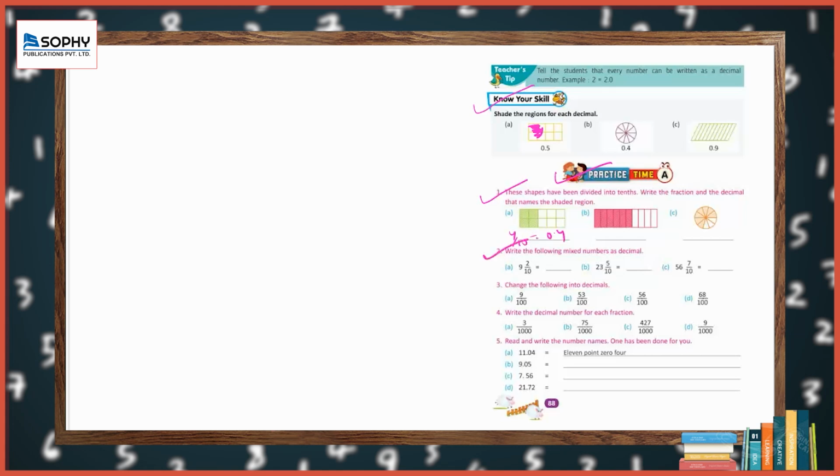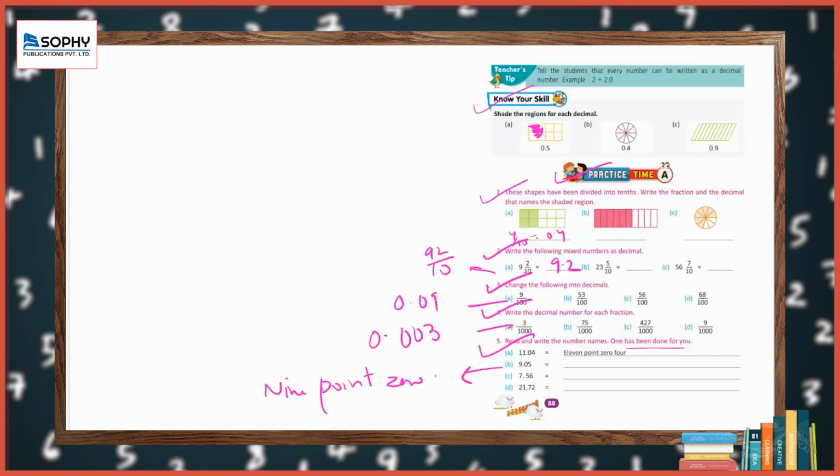In the next one, we have to write the mixed fraction as a decimal, so it will be, very good, students, 9 into 10, 90 plus 2, that is 92 by 10, or we can write it as 9.2. We have to change it into a decimal, it will become 0.09. Write the decimal for each fraction, that will be 0.003. And here we have to read and write the number names. One has been done for you. So the second one will be, very good, student, this is 9.05.